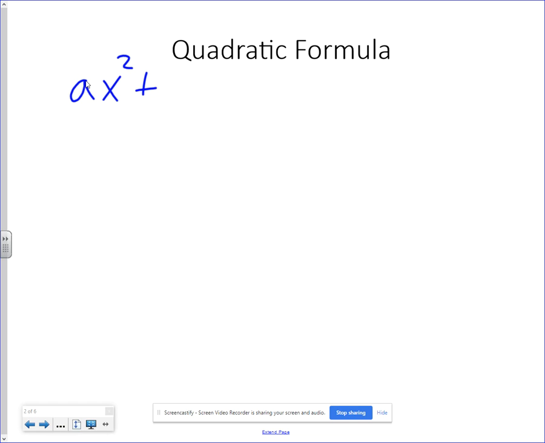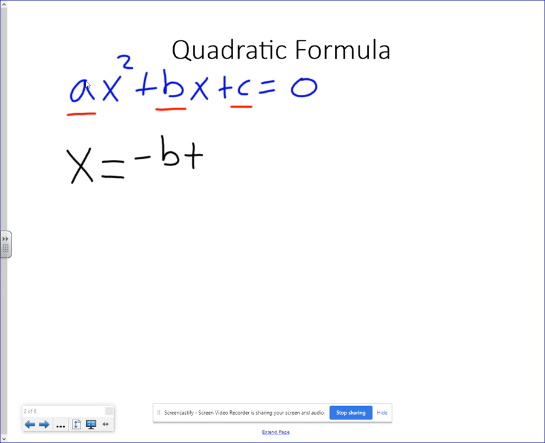So the quadratic formula, based off of our equation here, ax squared plus bx plus c equals 0, we can use these coefficients a, b, and c in this formula here to find the roots. So our roots will be x equals negative b plus or minus square root of b squared minus 4ac over 2a.